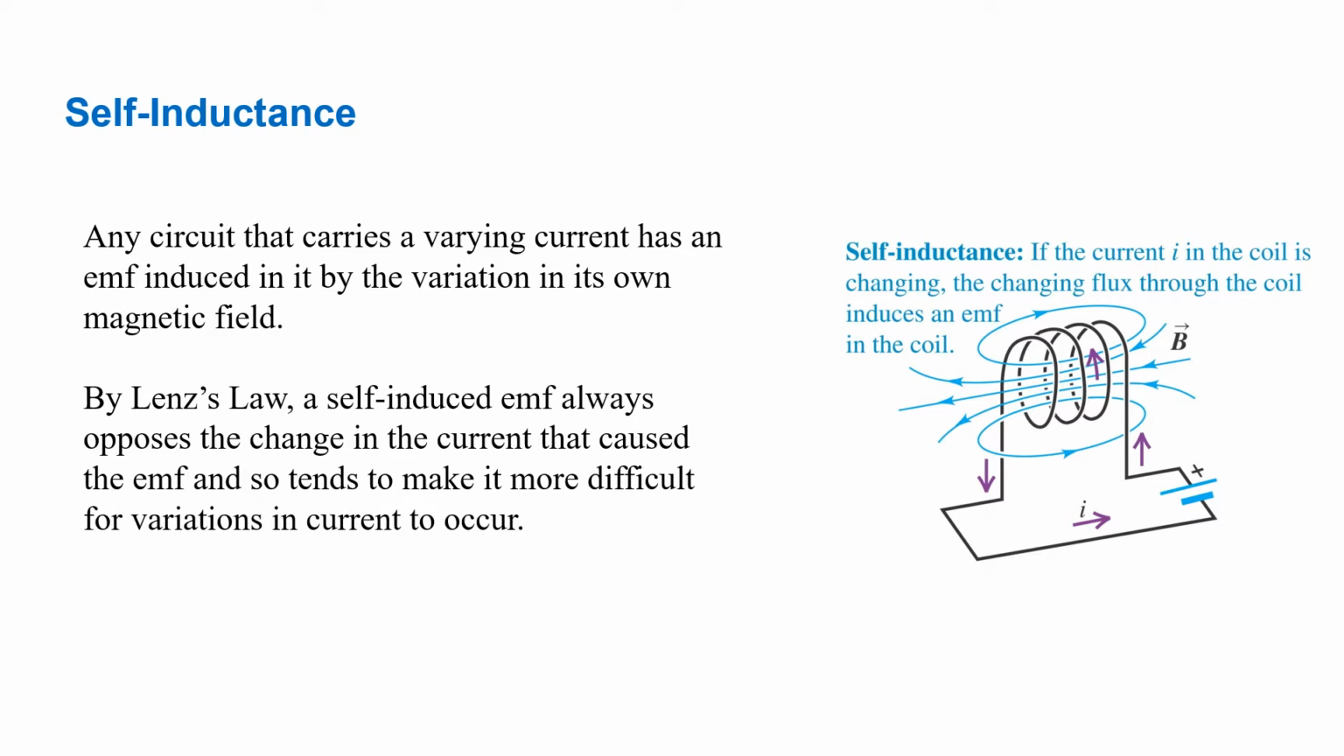So if in your circuit you have a varying current I, your circuit will have an induced EMF, where this induced EMF opposes the change in the current that is caused by your varying current. And so if you have this self-induced EMF, there will be more difficulty in changing the current in your circuit.